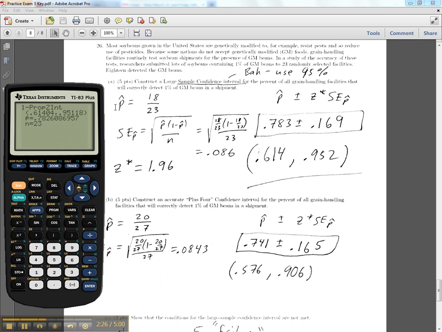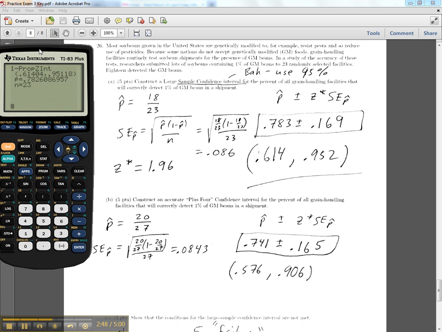I know in this sheet right here, you're given all the information. Well, they calculated it out for you, so they figured it out, all the information to plug it in by hand. But if you just answer with 0.614, comma 0.952, then you'll get full credit. So that's how you calculate the confidence interval part.